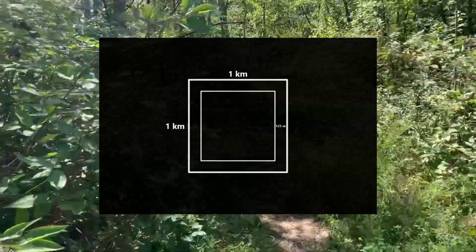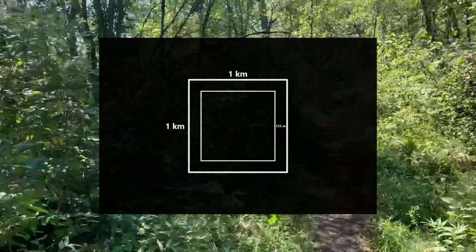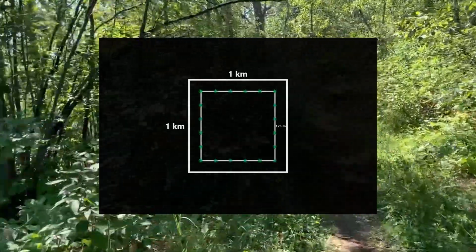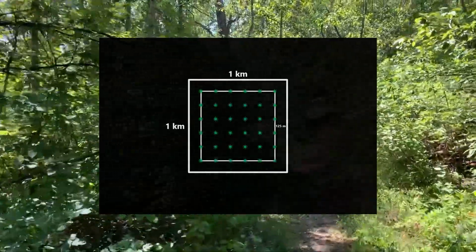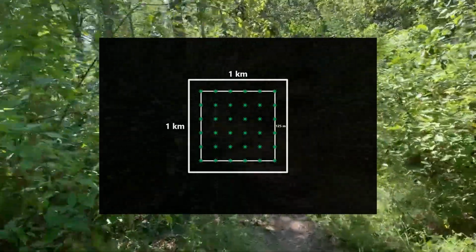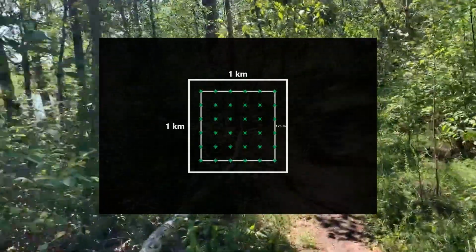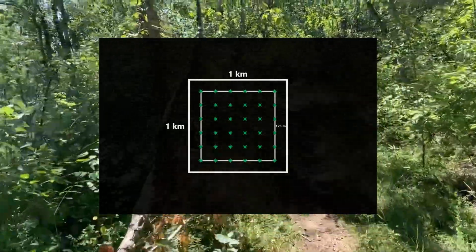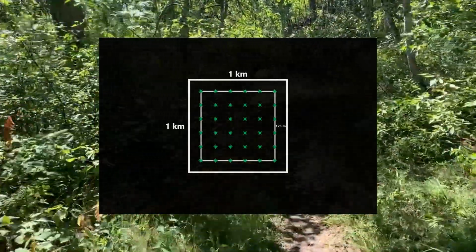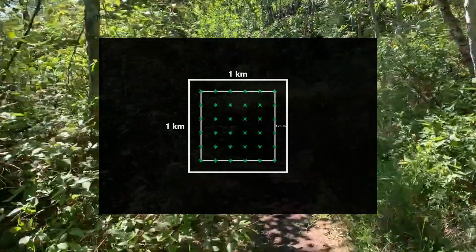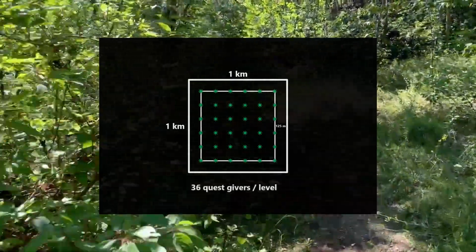And then that 125 meters actually probably makes sense as well for how far apart you want your quest givers to be. You want your quest givers to be 1 unit of distance apart, and that probably makes sense as also being the unit of distance that you disallow content around the edges of your level. But this gives us 36 quest givers per level.